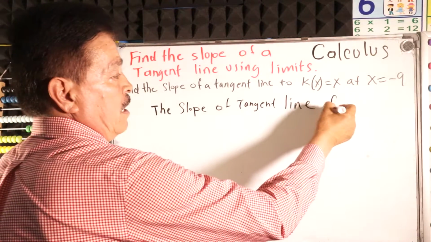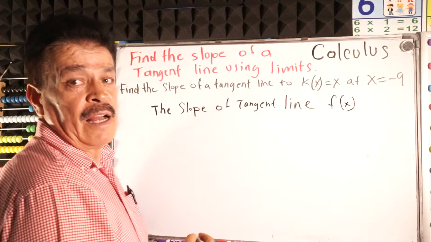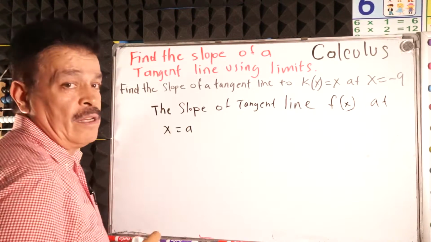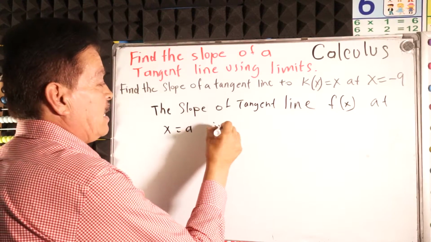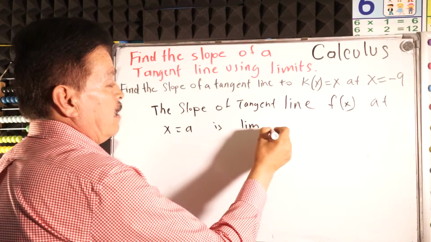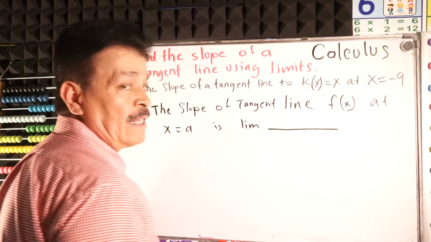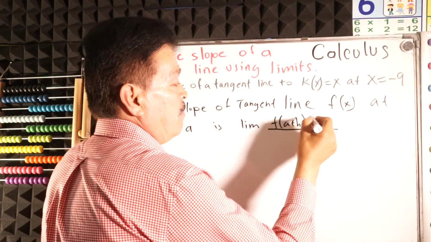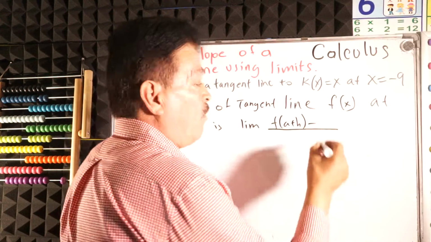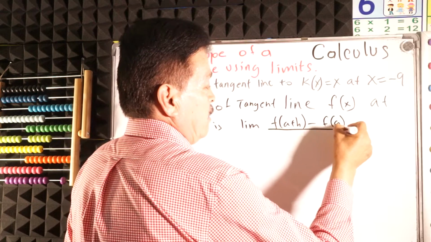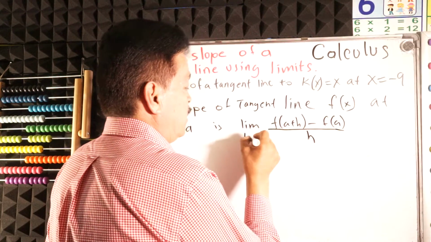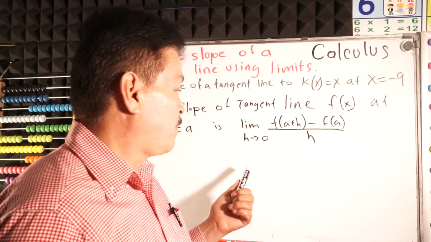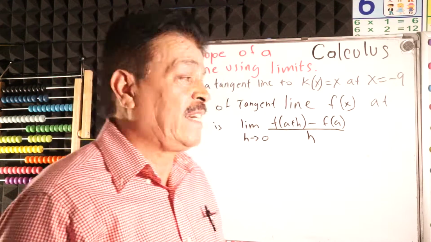The slope of the tangent line of f of x at x equals a is a limit of this formula: f of a plus h minus f of a, divided by h, when h approaches 0. Right? This limit is also called the derivative.